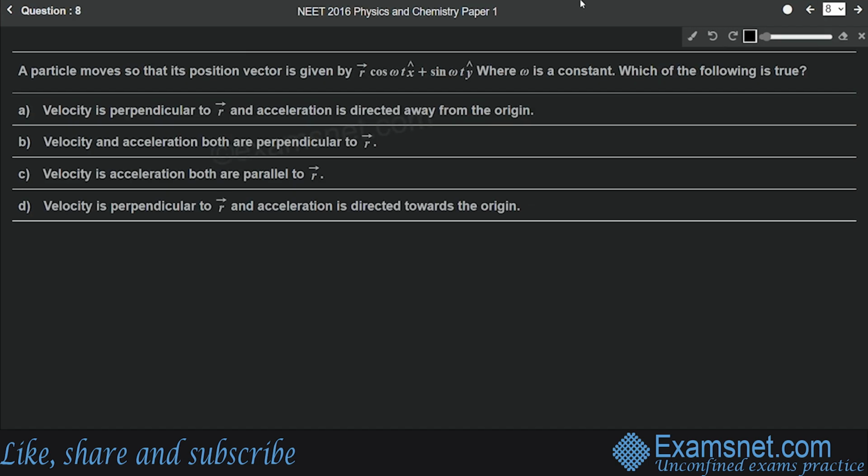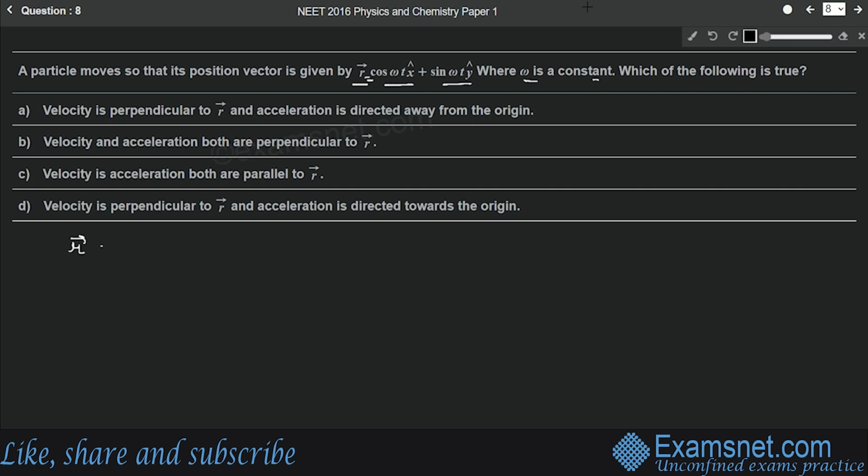Now question number 8 is related to vector as well as work, energy and power, and the question is: a particle moves so that its position vector is given by vector r equals cos omega t x cap plus sin omega t y cap, where omega is a constant. Which of the following is true? So we have to find the relation between the position vector, velocity vector and the acceleration vector. We'll come to the options later on. First let's see what is given here.